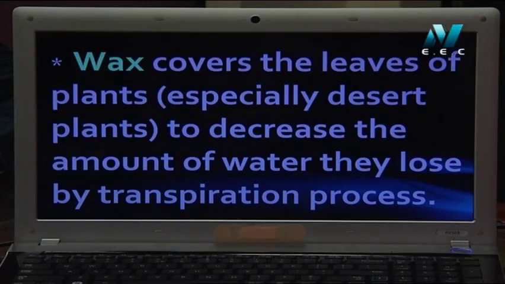Another one, wax. Wax here covers the leaves of plants, especially desert plants, to decrease the amount of water they lose by the transpiration process. What does that mean? When we look at desert plants, the desert area has a rare amount of water, so plants found in the desert try to keep the water. So what do they do? God made a layer of wax cover the leaves and the parts of the plant exposed to the sun rays.